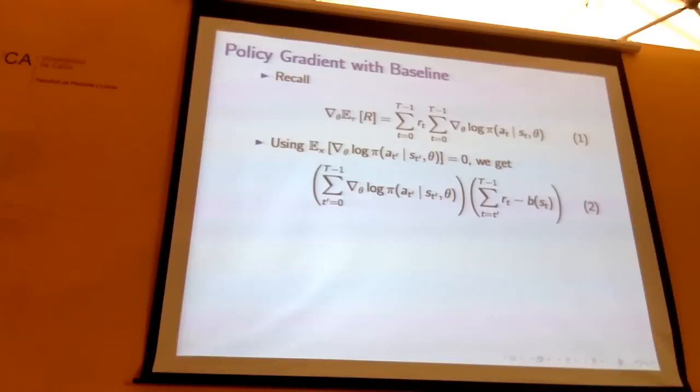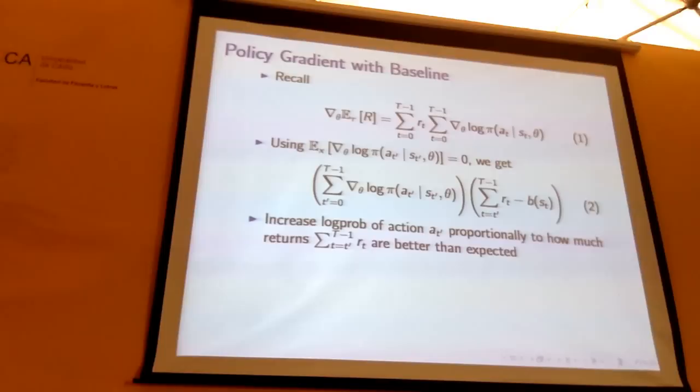So using the fact that this expectation equals zero, we can get this expression, and we can use it as our new estimator, which is also an unbiased estimator of the policy gradient. All we're doing here is summing up the rewards and subtracting out some kind of function called V, which is not necessarily constant, but might depend on the state. I'm going to explain this in more detail in a moment. But anyway, what's happening here is we're increasing the log probability of our action proportionally to how much the returns are better than expected.